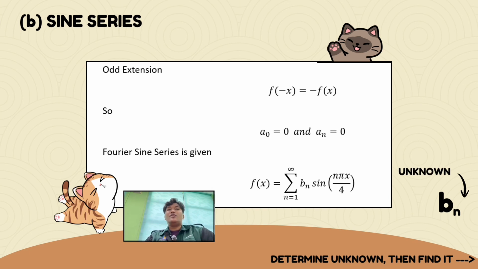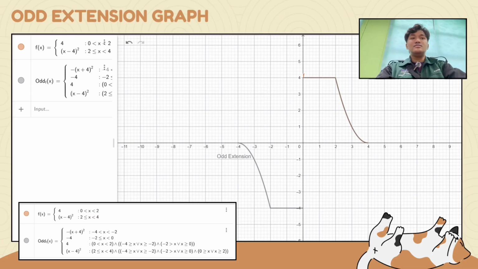Okay, next is the sine series. The sine series is an odd extension, which means f(-x) equal to -f(x). So from that we got a naught equal to 0 and an equal to 0. Also, the Fourier sine series formula is given here, and the unknown is bn. Since we already determined the other unknowns, we can find it.